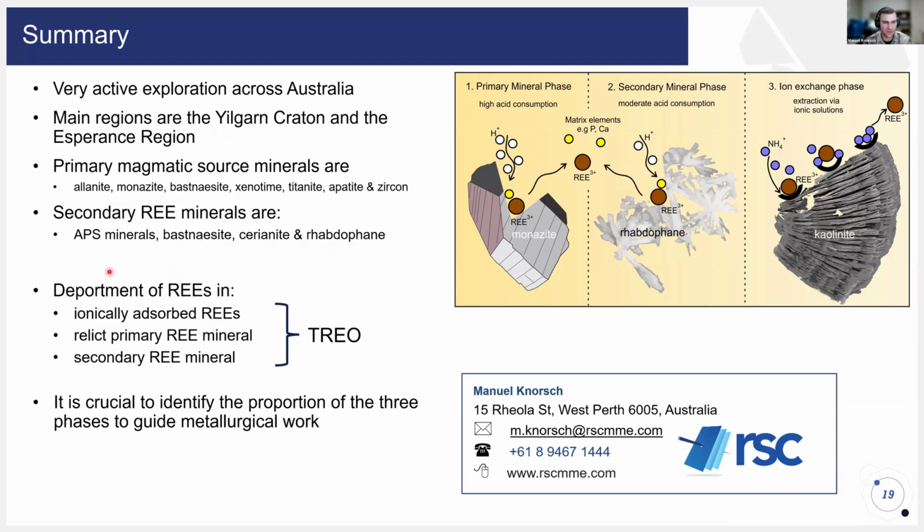And I guess the main take home would be the deportment of rare earth, that you can have the rare earth in ionically adsorbed form. That's what you want. You can have the mineralic primary rare earth mineral phase, so minerals that survived from this underlying source granite, or they can be as a secondary rare earth mineral. And that all feeds into the TREO value that the company put out when they have their drill results or resource estimations. So I would argue it's crucial to identify the proportion of those three deportment types to guide metallurgical work. And that's something we also want to keep working on with Mariva for a potential stage 2 project.